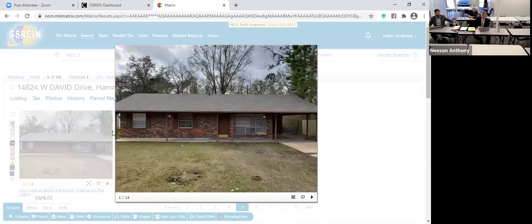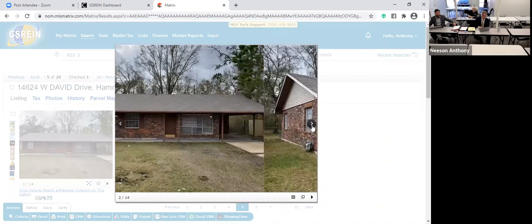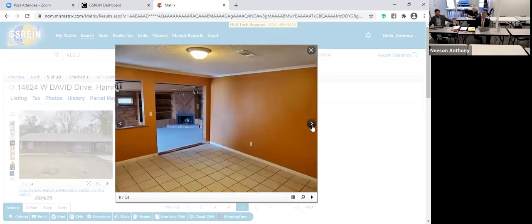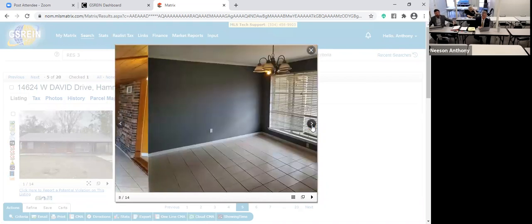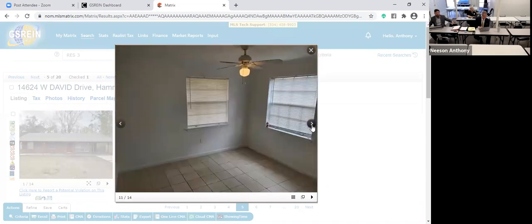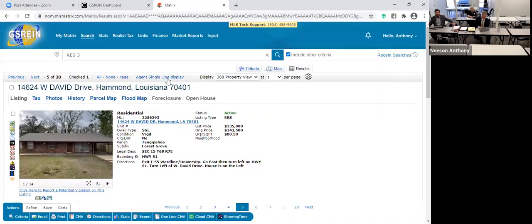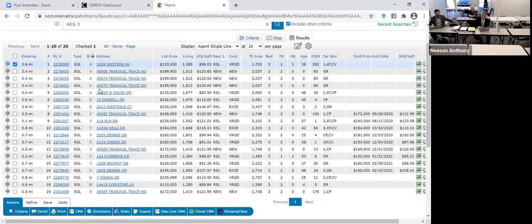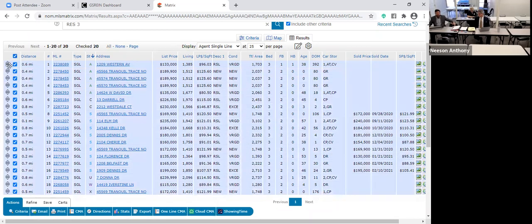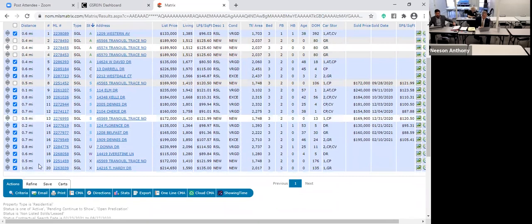Okay, well now I got David Drive. So now I would go and look through these. Is this comparable? Yes or no, compared to the house that you go look at, right? So what I'm going to do, just for our purposes, so we can have an idea of what a CMA would look like, I'm going to select all of these. I took out those 3 new ones, right? That I knew. I'm going to take all the Tranquility Trace ones out, right? Just for fun.